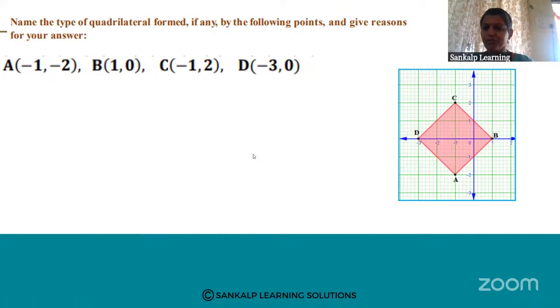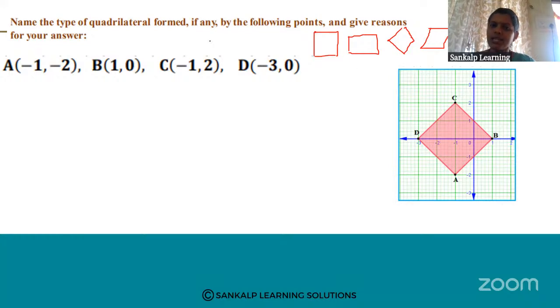Here you have been given 4 coordinates, A, B, C, D, and we need to name the type of quadrilateral. Quadrilateral means a figure which has 4 sides. The types of quadrilateral are square, rectangle, rhombus, parallelogram, and trapezium. These are all quadrilaterals because all of them have 4 sides.